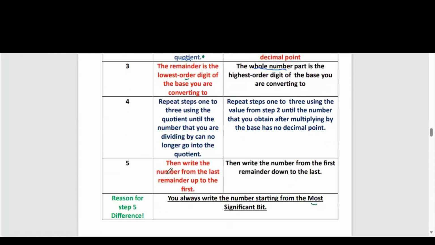And I told you, when you're writing the whole number, you write it from the lowest to the highest, and when you're in the fractional part, from the highest to the lowest. And I already told you, you always write the number from the most significant bit down to the least significant. Significant just means the bit where the value is the highest. So remember, when you were converting to binary, you had 64, 32, 16, 8, 4, 2, and 1.